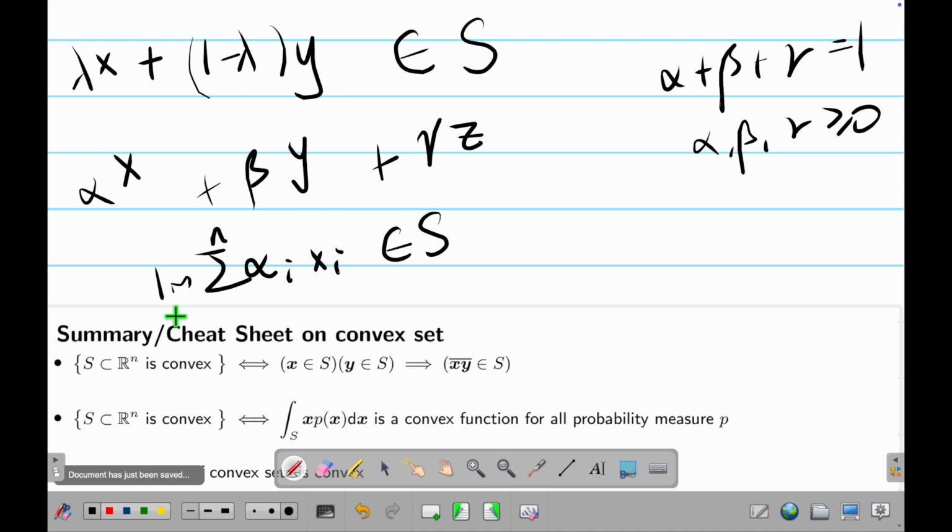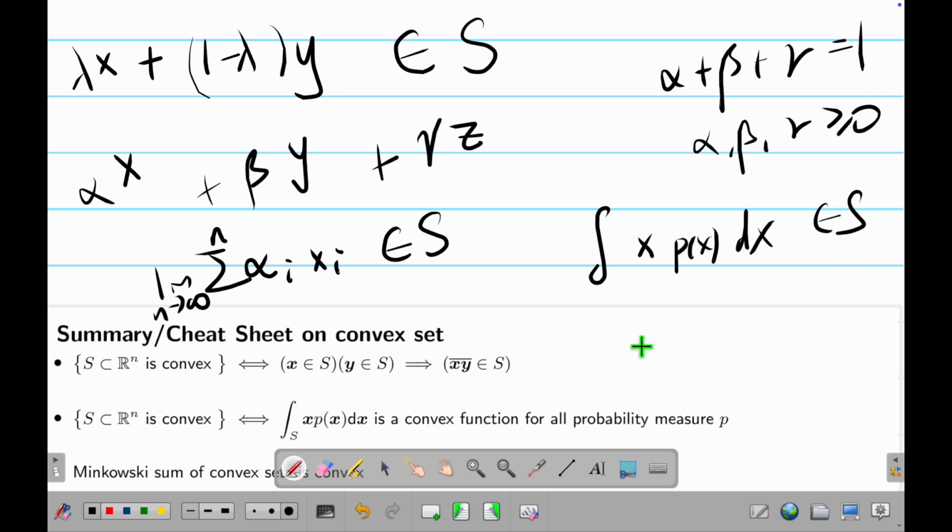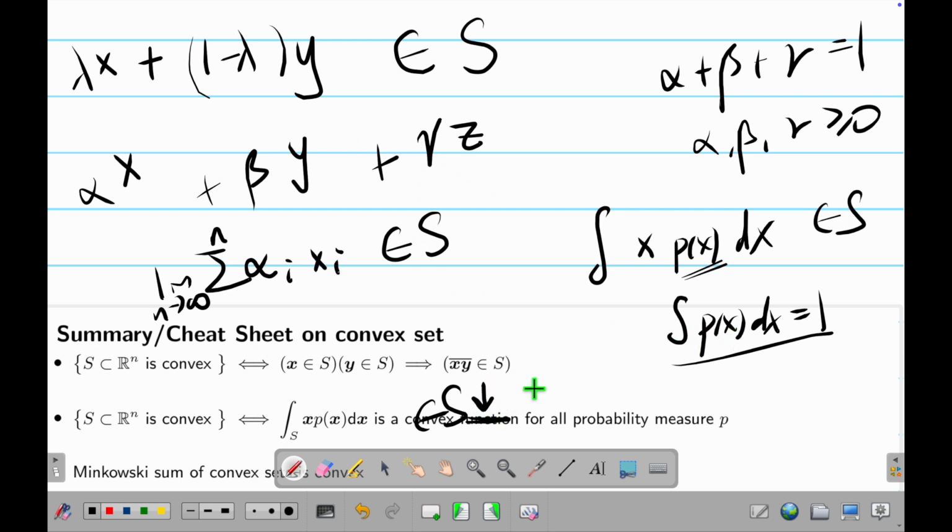I can take the limit as n goes to infinity. Then I have this, and I call it P(x). Then this should also be in S. Then this is all the P such that the probability of dx equals 1. For this, we have lots of detail: measurable, integrable, blah blah blah. We don't care. But my idea is that this actually generalizes to this. So that's the same thing. Basically it means the line segment of 2 points. Actually, it's not a line segment of 2 points, it's a triangle.